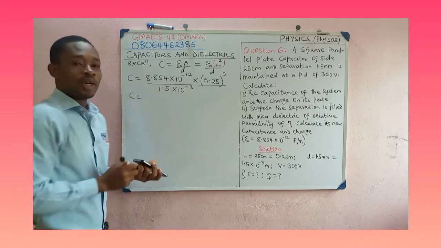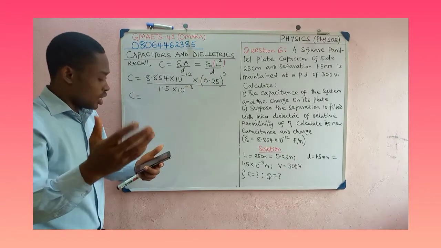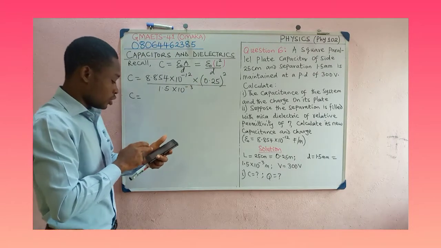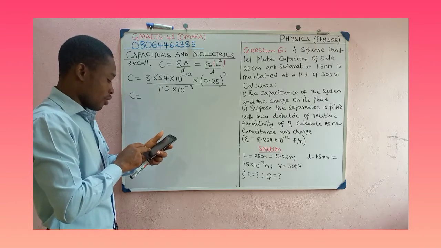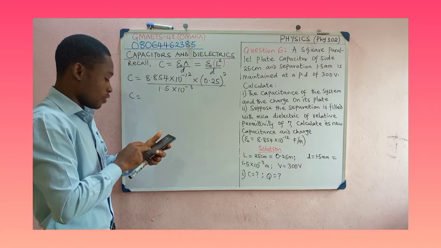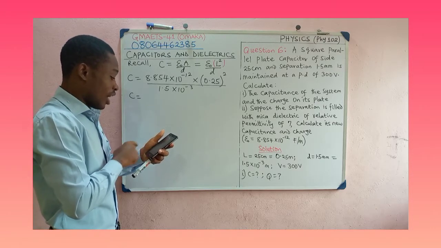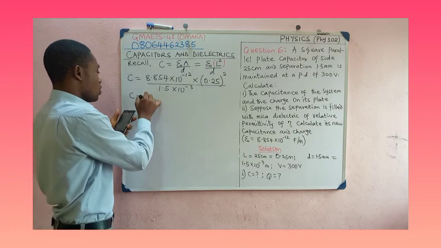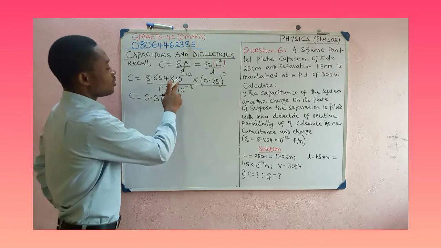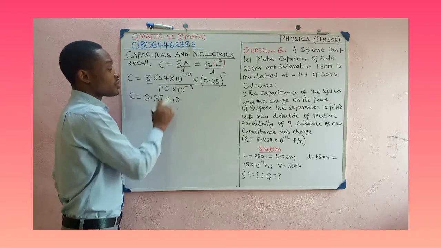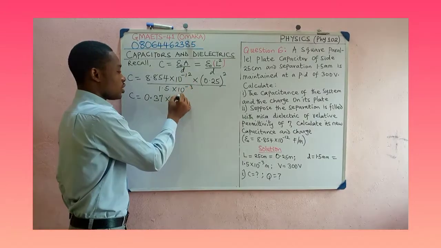We can now obtain our value by pressing these values in our calculator. Let's do that and see what we're going to get. That's going to be 8.854. We're going to multiply it by 0.25 times another 0.25, that is square of that value. Then I'm going to divide by 1.5. So from here, I'm getting 0.37 approximately times 10 raised to power. Now this 10 raised to minus 12 and then 10 raised to minus 3. We move this minus 3 up, it will change to plus. So minus 12 plus 3 is going to give us what?